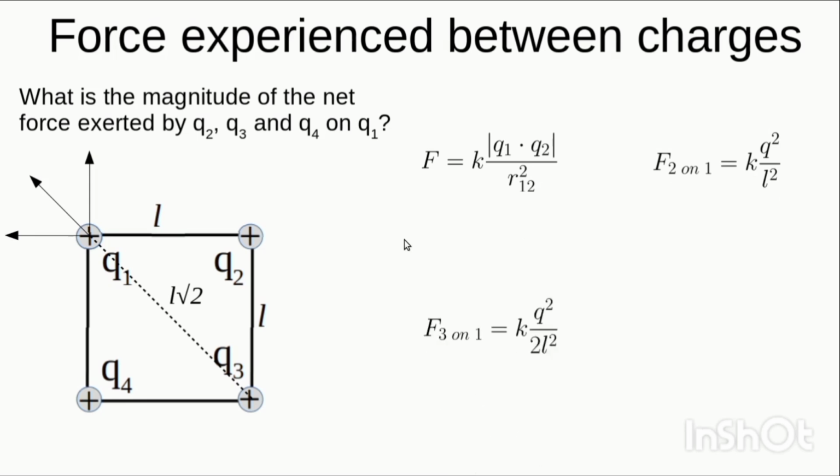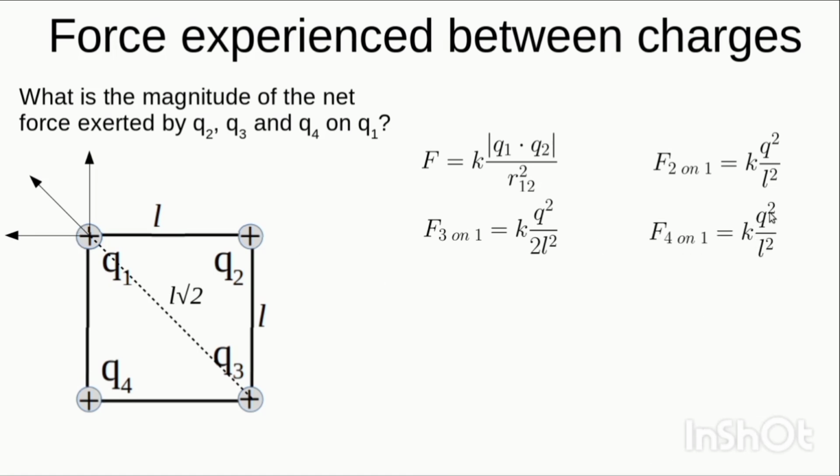Then we also have the second one, which is Q3 on 1. It's given by this, and we can see the length is different from this particular one. The length is L root 2, so if we square it, it becomes 2L squared. That's why we have this. Then finally, we have Q4 on Q1, which gives us KQ squared all over L squared. So we notice that this force and this force are exactly the same, except this one.